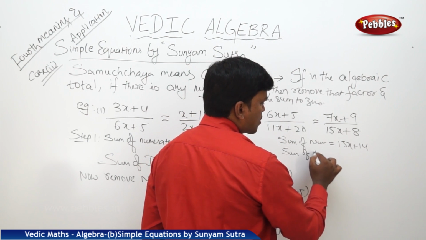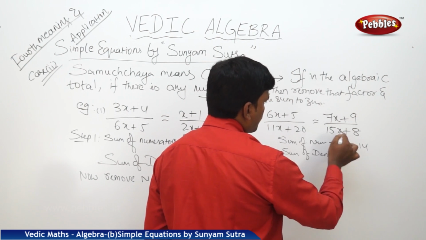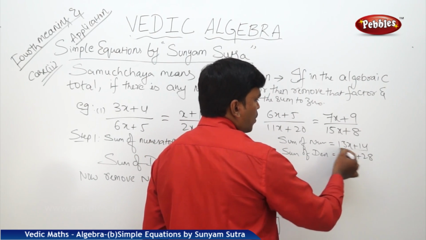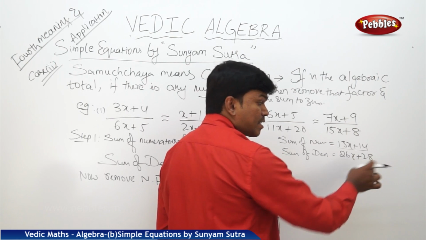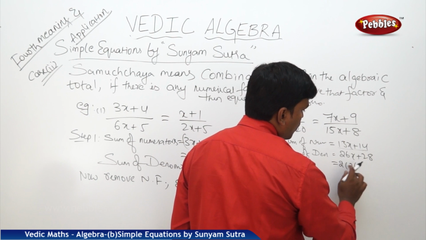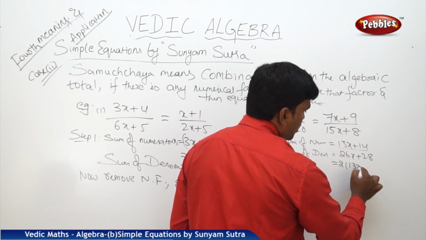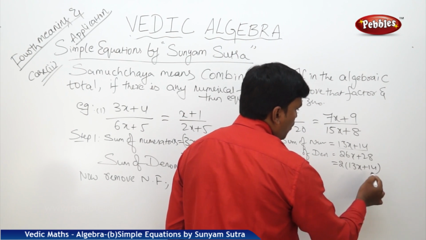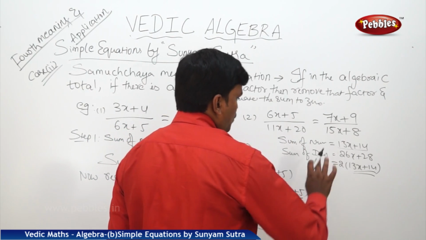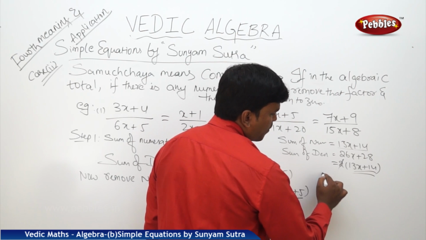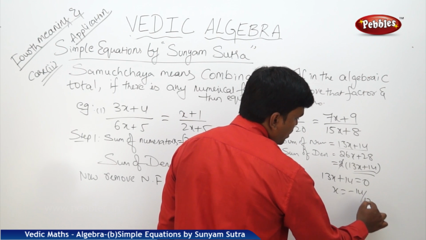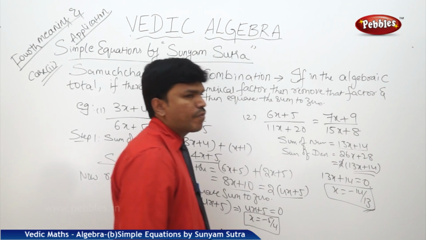And check the sum of denominators now. The sum of the denominators is 11x plus 15x, it is 26x, 20 plus 8, it is 28. If you observe, the sum here is 13x plus 14, and here 26x plus 28. There is a common factor, that is 2. If you take 2 common, how much will you get? 13x plus 14. Now it is equal to the same sum of the numerators. So you simply remove this 2 and equate the remaining sum to 0. So what is the final solution we got? x equal to minus 14 by 13. This is the final answer we got.